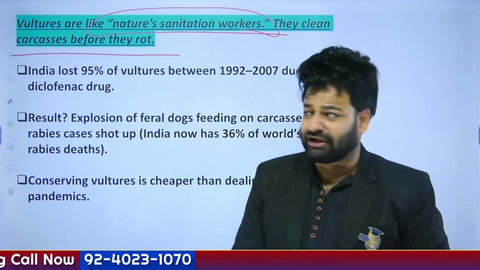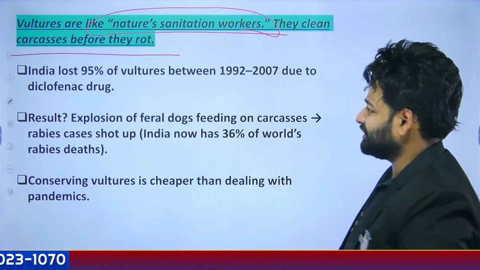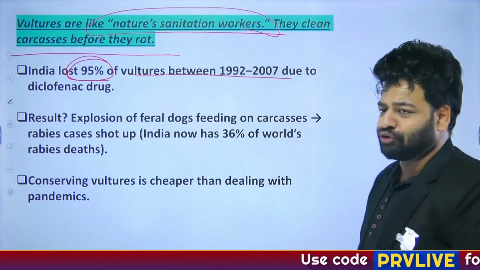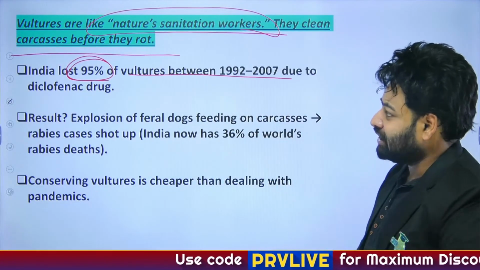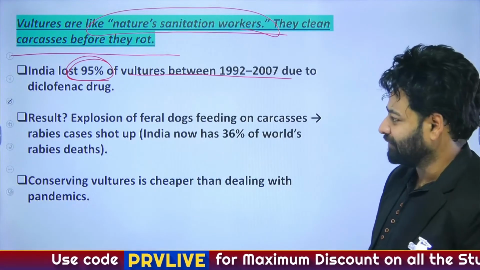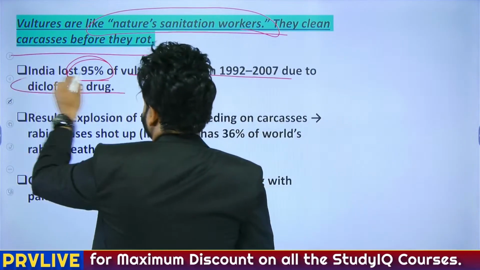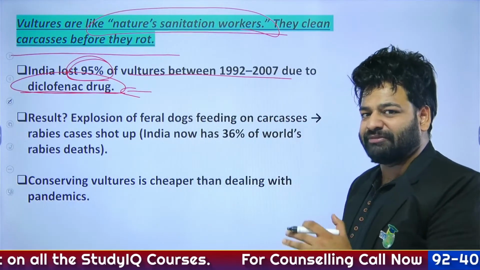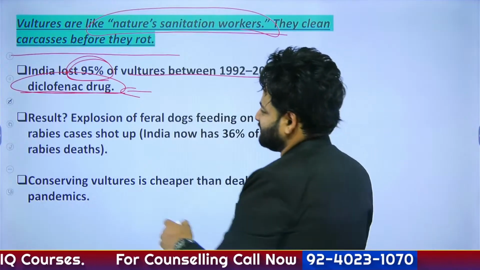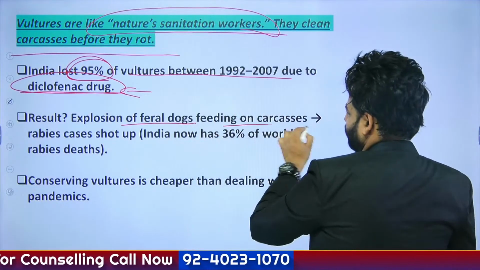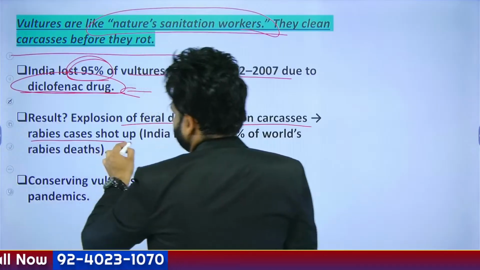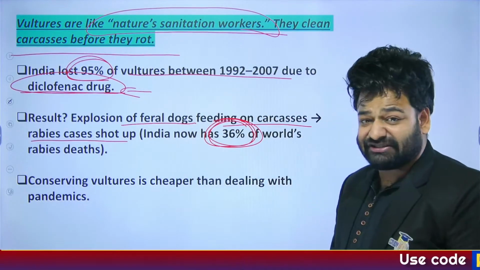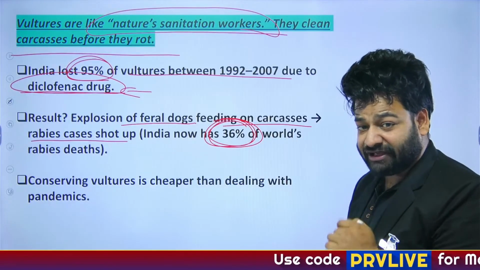Those can increase the numbers of rabies and all, right? India lost 95% of its vultures between 1992 and 2007 due to the diclofenac drug. What is this diclofenac drug? We will discuss this in a separate session, the vulture problem in India. The result: an explosion of feral dogs feeding on carcasses, and rabies cases shot up. India now has 36% of the world's rabies deaths. Alone, India has 36%.